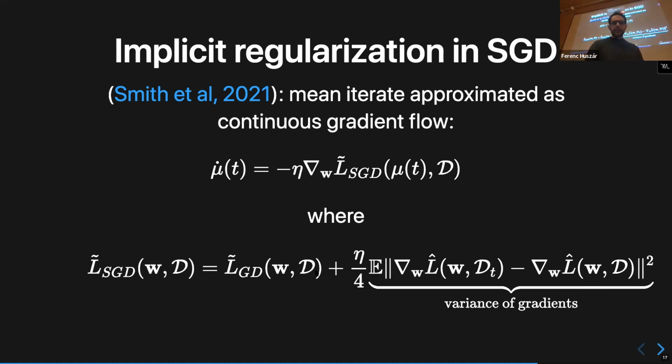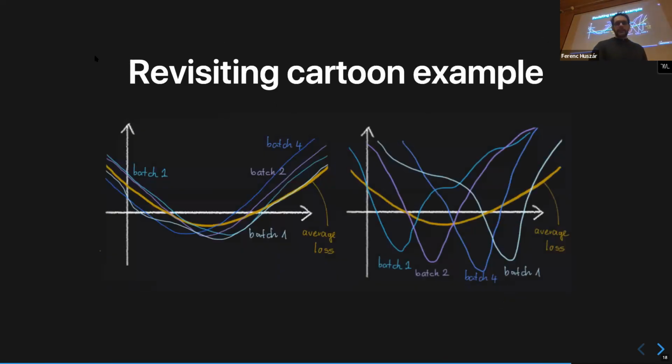So notice that this means that the minima of L tilde SGD is different from the minima of L tilde GD. And in particular, if you go back to the cartoon example, let's say that these are two minima of the same learning problem, and the minima are exactly the same value. So neither of them is deeper than the other. They are also the same shape, so we can talk about like this is a wide minimum and this is a narrow minimum.